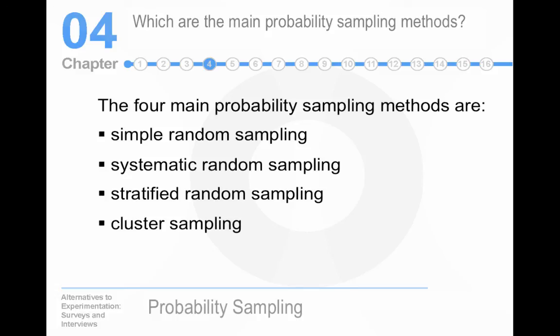Systematic random sampling is when you just pick every nth person to be in your study. So in a class of 100 people and we need 20, we just pick every 5th person. And that's how you get your sample. So it's still probability sampling.